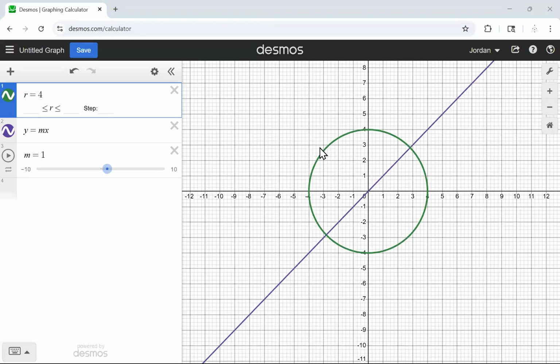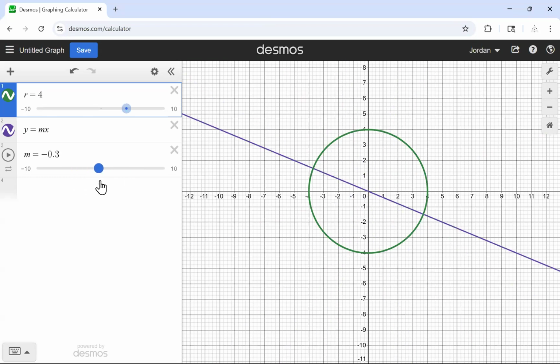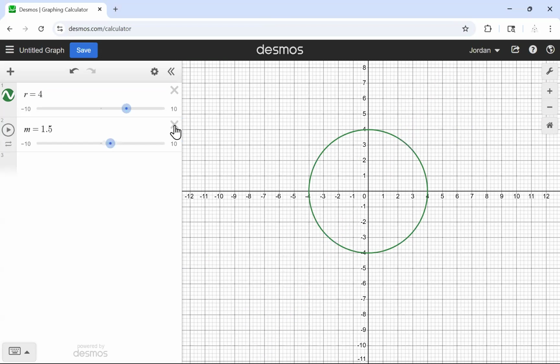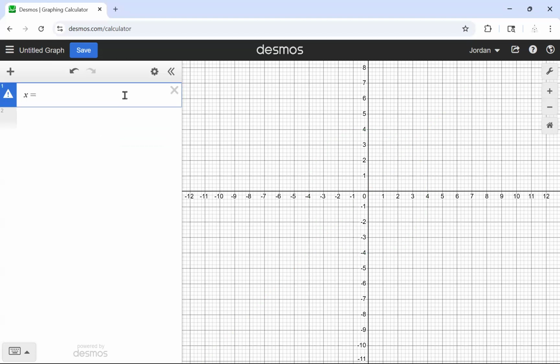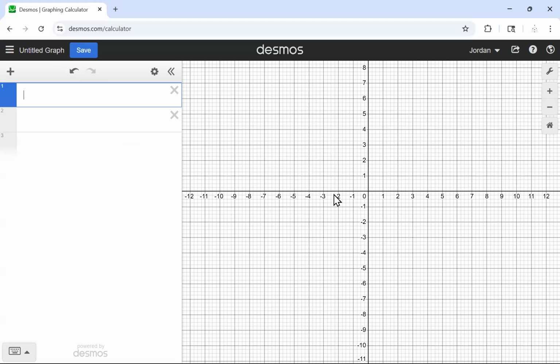Oftentimes people think of circles of a certain radius and lines through the origin as the building blocks of the polar coordinate system. Every point in the polar coordinate system is on a line through the origin and at a circle of some radius. That's like when we graph in rectangular coordinate systems: every point is on some x equals line, that's a vertical line, and a y equals line.